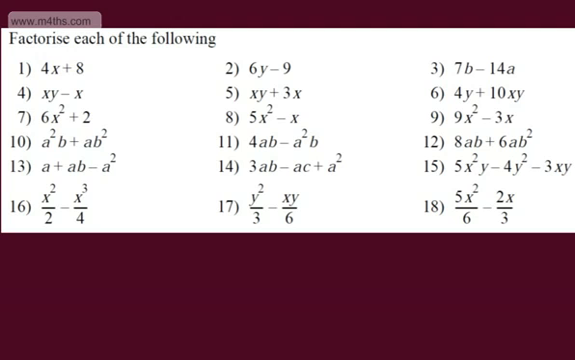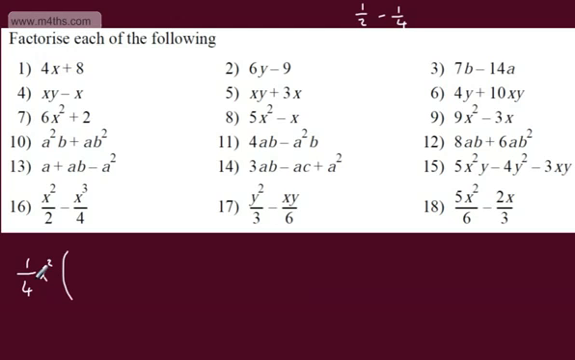Okay, we're moving on to some slightly harder ones now. What we've got here is x squared over 2 minus x cubed over 4. For highest common factor, let's look at this. We've got 1/2 and 1/4, but the highest common factor of that is 1/4. We've got x squared and x cubed. The highest common factor of x squared and x cubed is x squared. So on the outside we have 1/4 and then we have x squared.